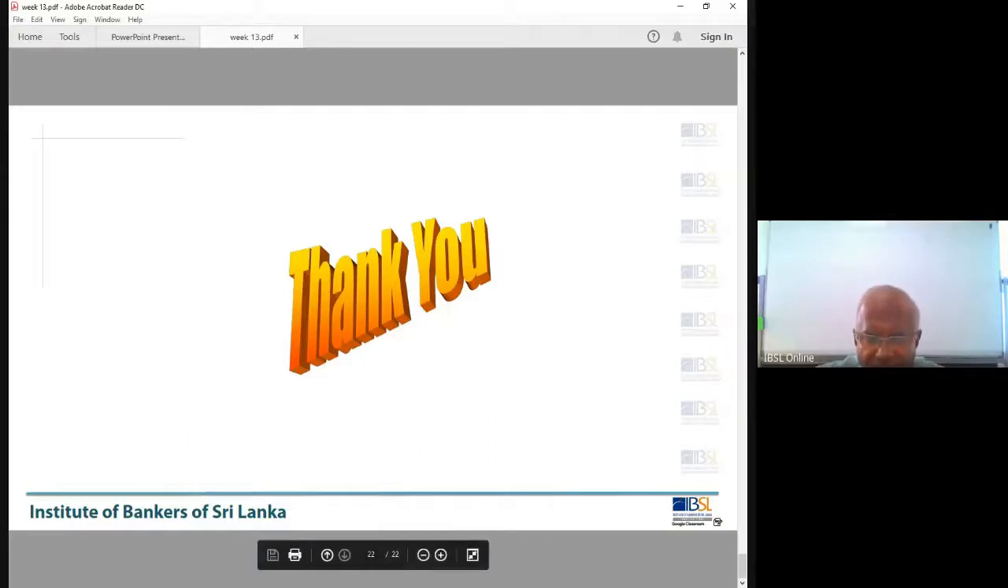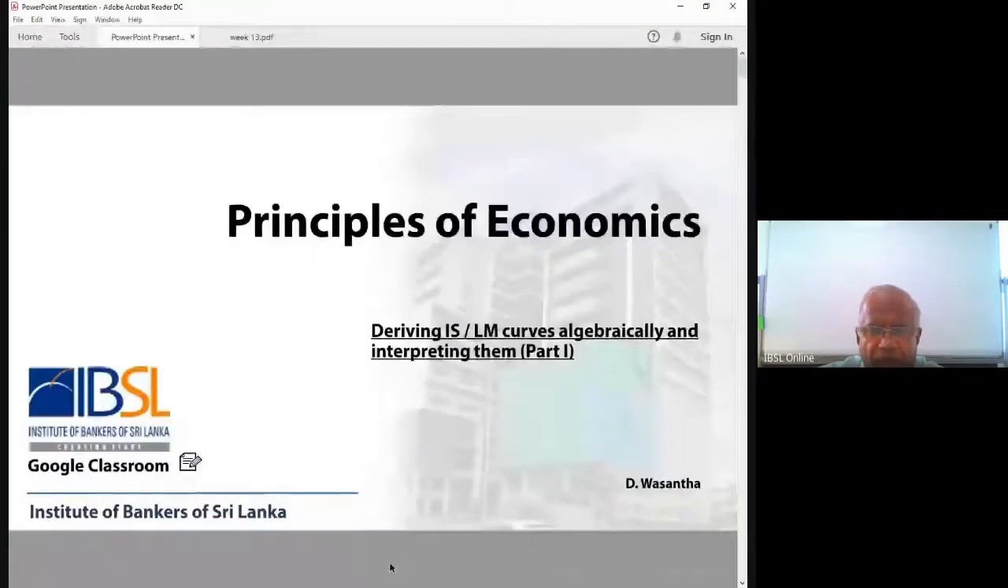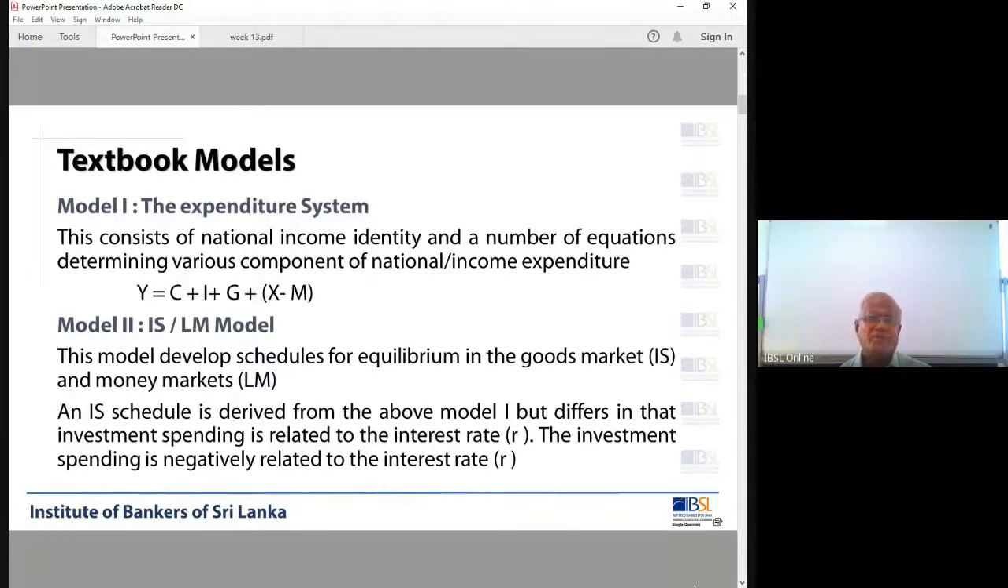Now let's start model 2. Model 2, that is this one. Today's lesson: deriving ISLM curves algebraically and interpreting them. Here I have given all the basic introduction that we had in the last lecture. The role of a model, what is a model, then the three basic models. Model 1, expenditure system, and the ISLM model.